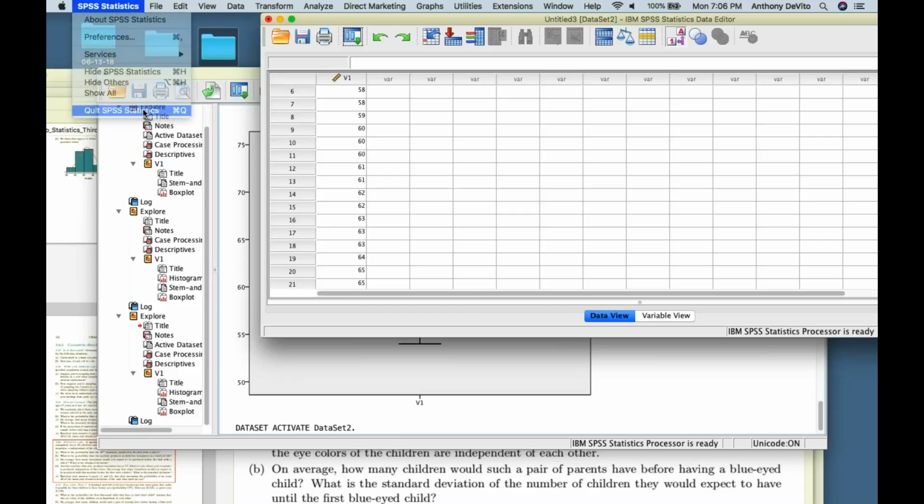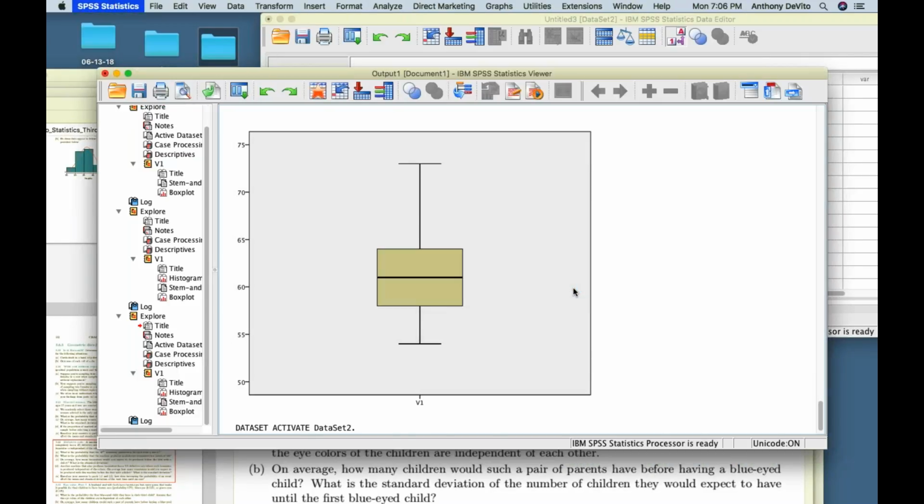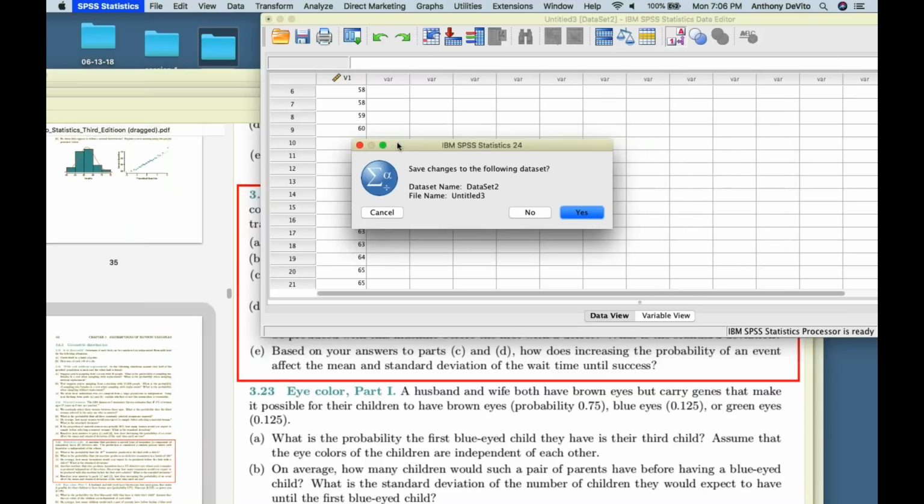So I'm going to quit SPSS, and I'm going to go back here.